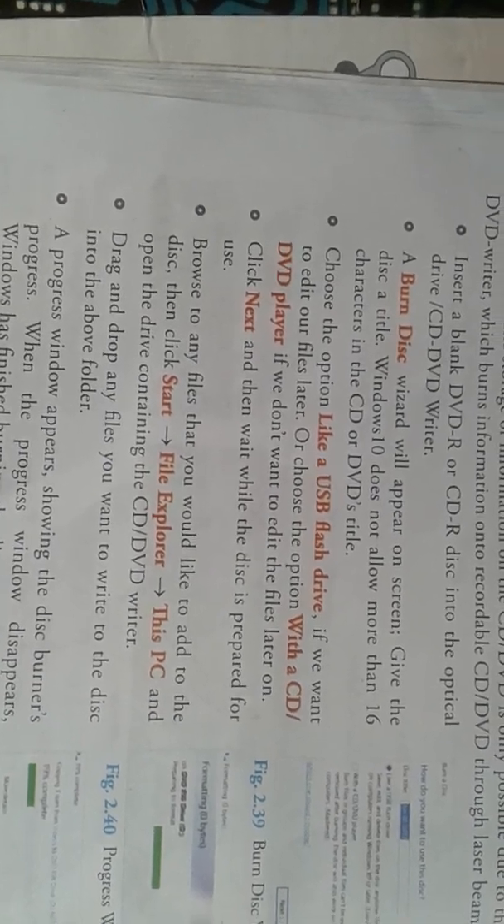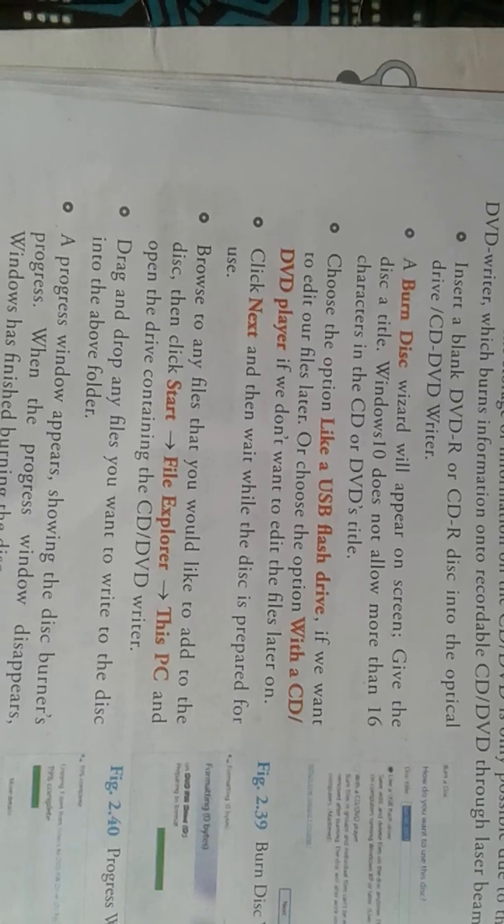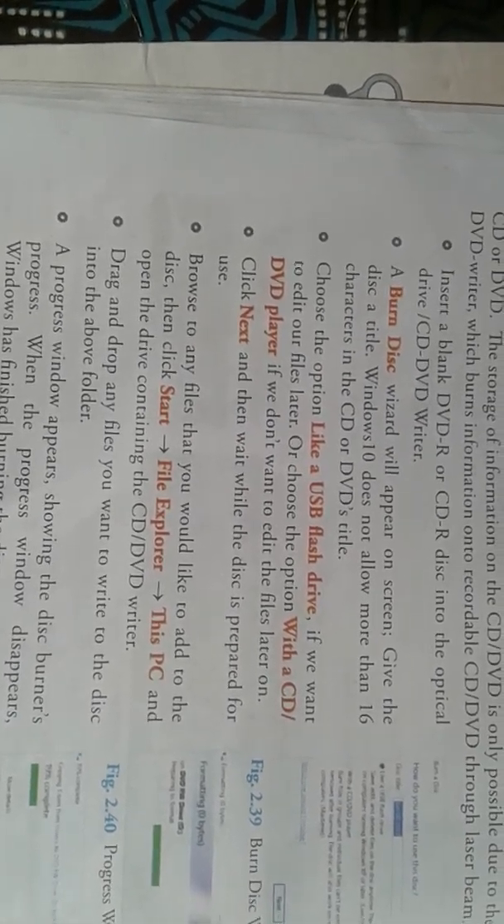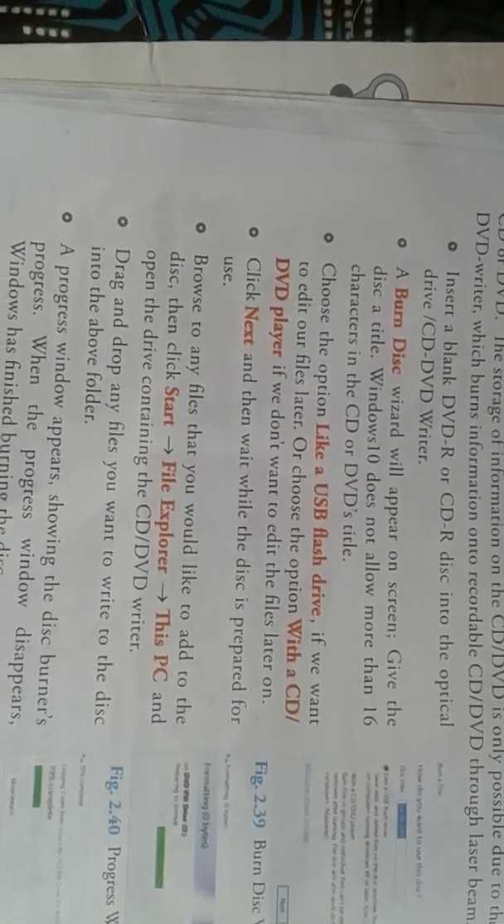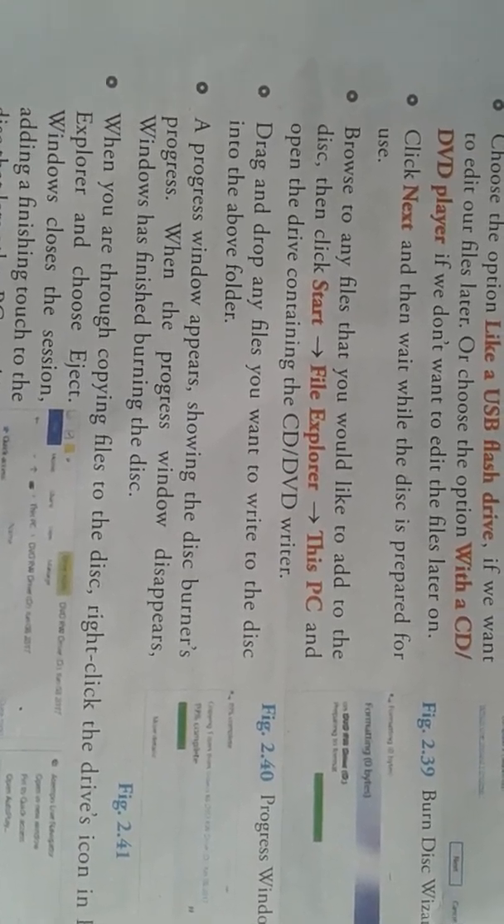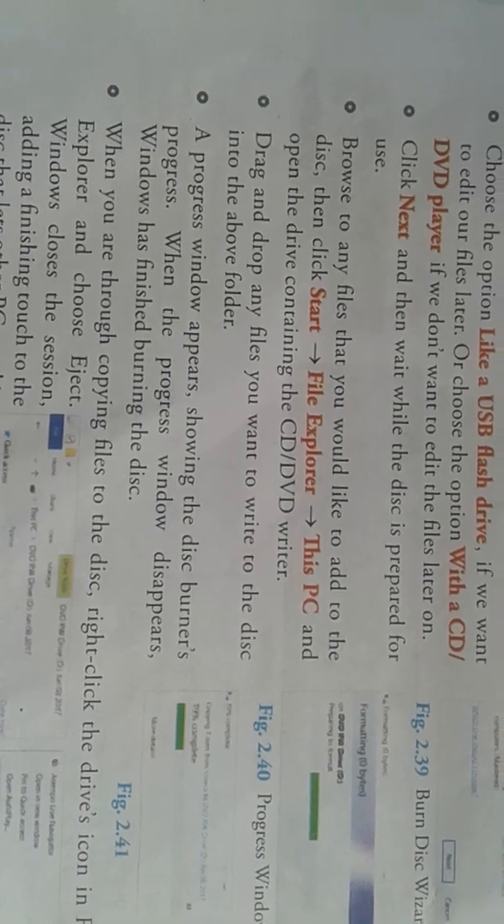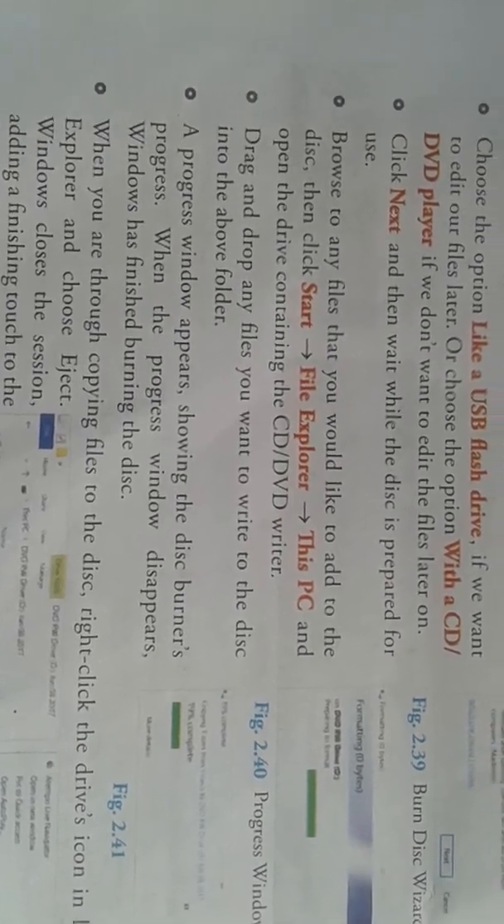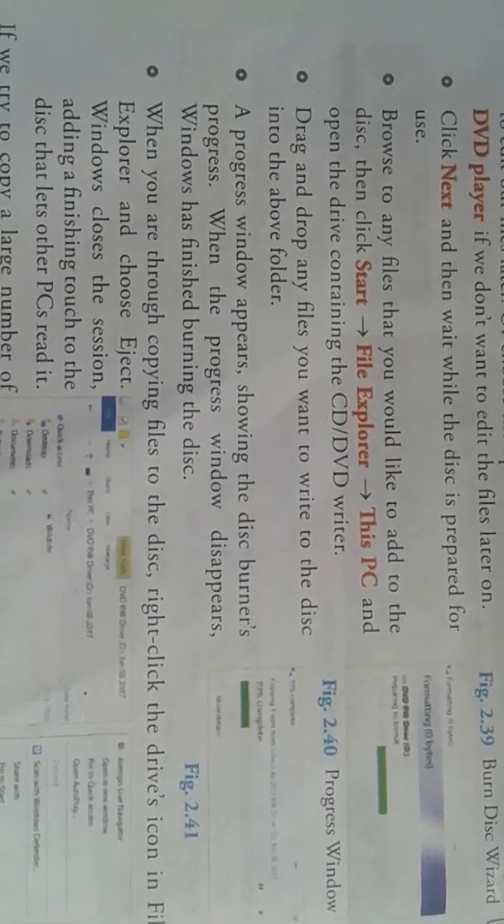Browse to any file that you would like to add to the disc. Then click on Start, File Explorer, This PC, and open the drive containing the CD and DVD writer. Then drag and drop any file you want to write to the disc into the folder. A progress window appears showing the disc burner's progress. When the progress window disappears, the window has finished burning the disc.